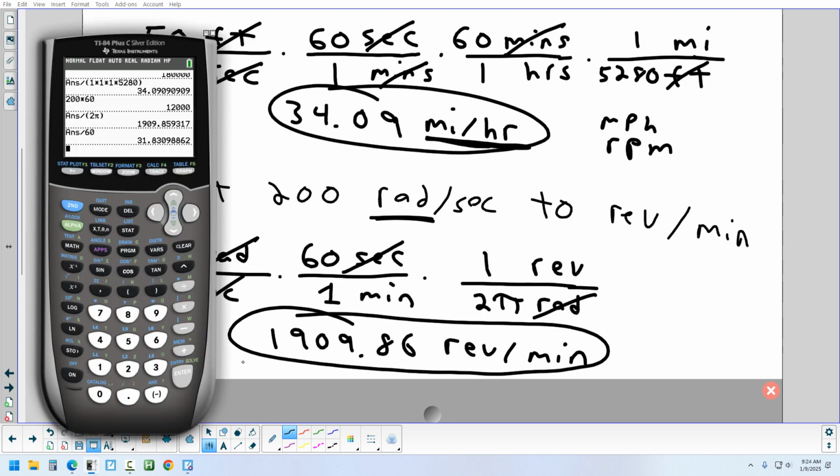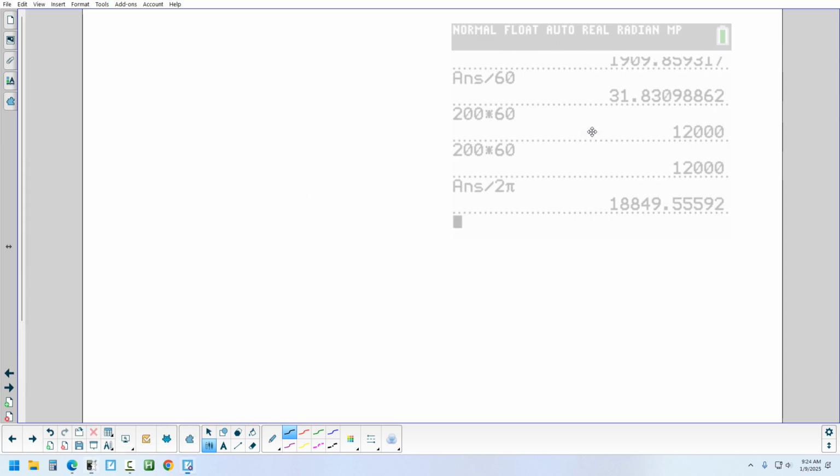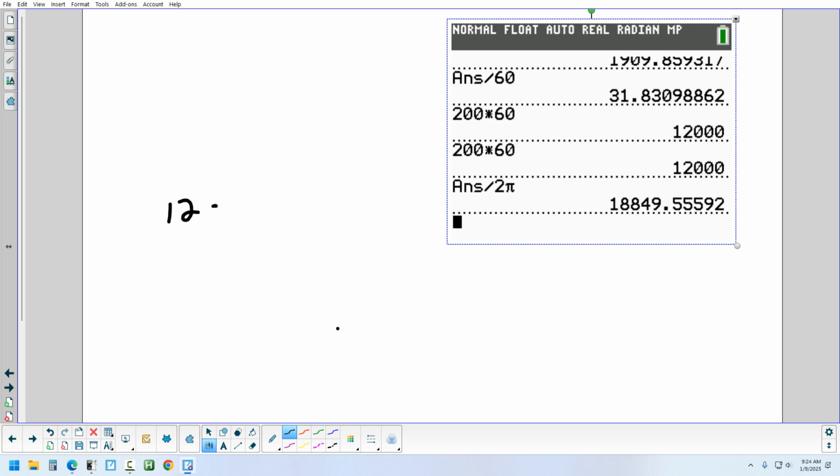So what would happen if you didn't put the 2 pi in parentheses? If you did the top, 200 times 60, and then you did divided by 2 pi, you did not get 1,909.86. Let me show you what happens. When you do it the second way, which is wrong, it took 12,000. It divided that answer by 2, and then it multiplied that answer by pi.